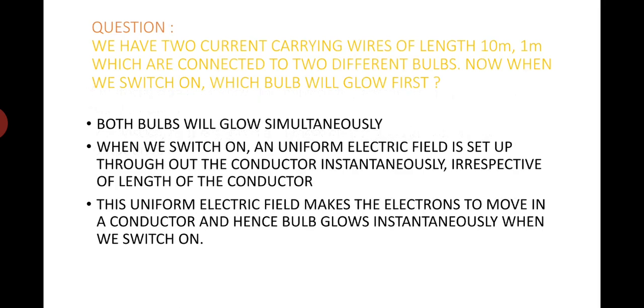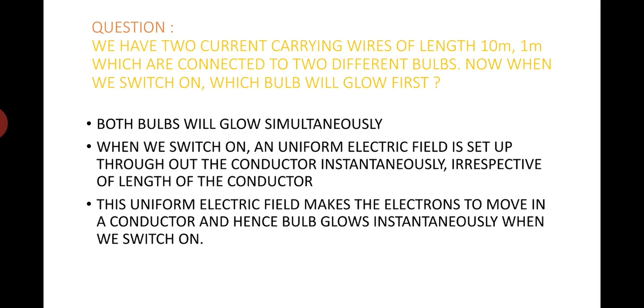Now I would like to ask you a question. If we have two current carrying wires, one of length 10 meters and another of length 1 meter, and these two wires are connected to two different bulbs, when we switch on, which bulb will glow first? Do you think the bulb which is connected to the 1 meter wire? But that is not the answer.